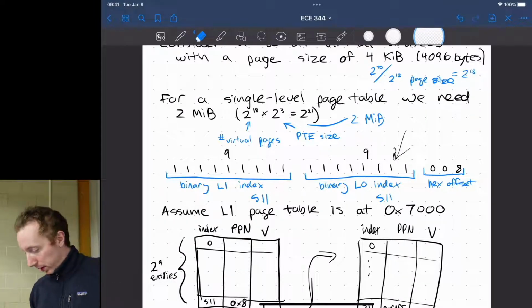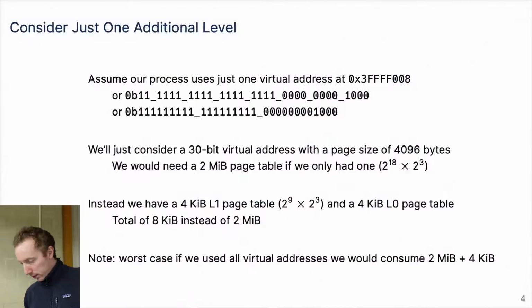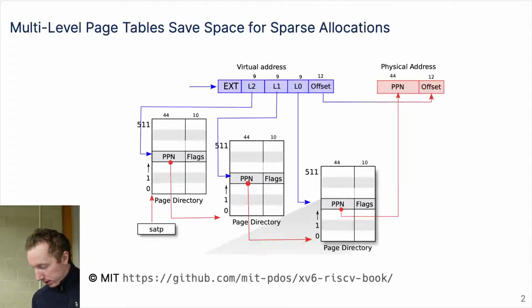So when we had our virtual address, it was 3FFFFF008. If we divide that and go back one, here it only goes up to L1. So this is the number of index bits for L1 and then the number of index bits for L0. So that's where they came from.